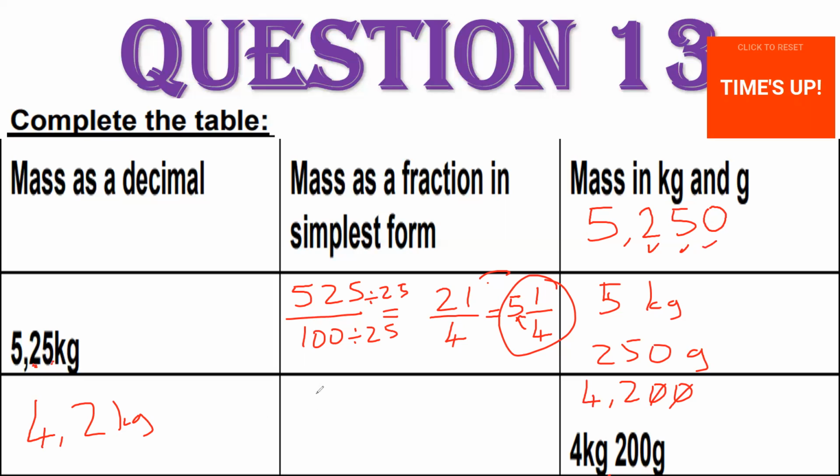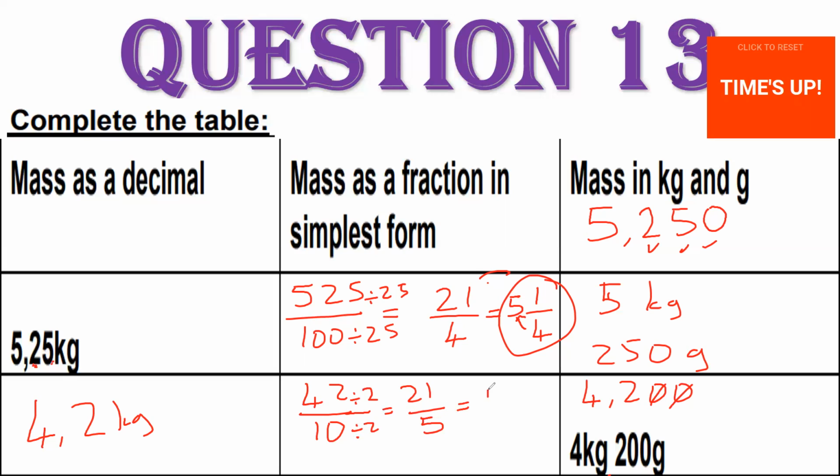And simplest form, I can do same thing like this one, 42 over 10. Yes, I'm not writing any more 100 because after comma, I have only one number. All right, 42 over 10. How can I simplify this one? Maybe divide by 2, right? Divide by 2. So 42 over 2 is equal to 21 over 5.